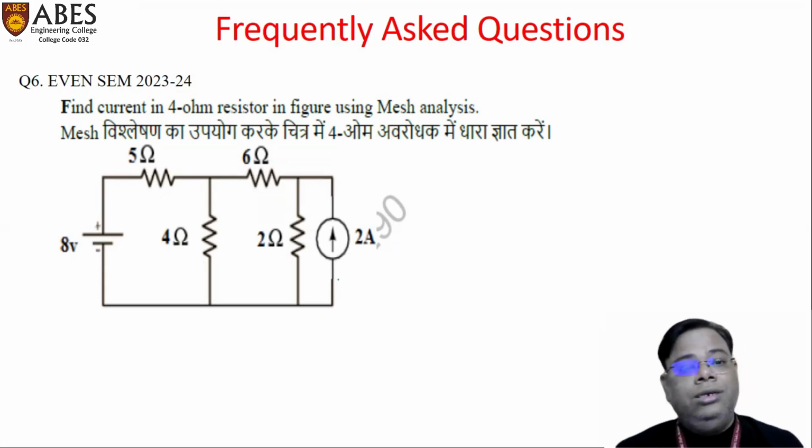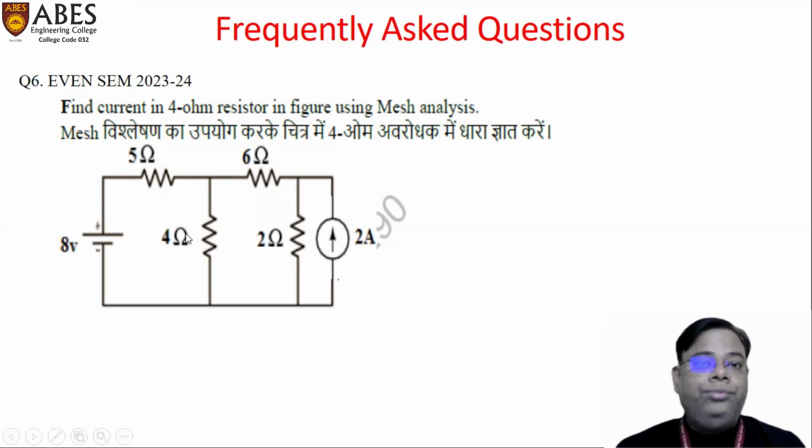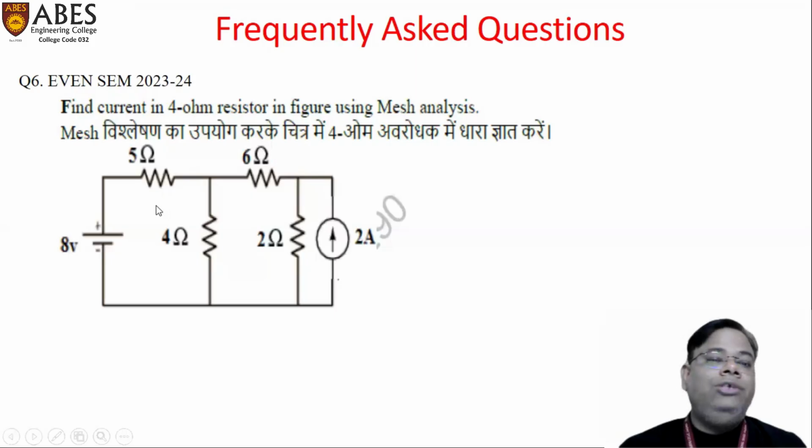For finding the value of current in the 4 ohm resistance, firstly, we have to count the number of meshes. Here, 1, 2, and 3. 3 meshes are there. We already know the value of the third mesh current, that would be 2 ampere. After that, the remaining 2 meshes are there. We will assume the currents in the first mesh and second mesh.